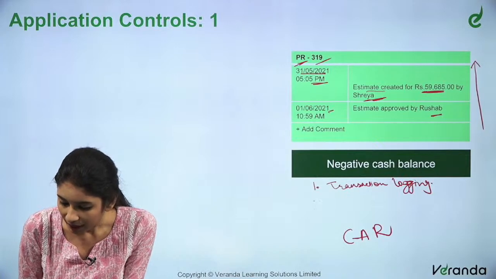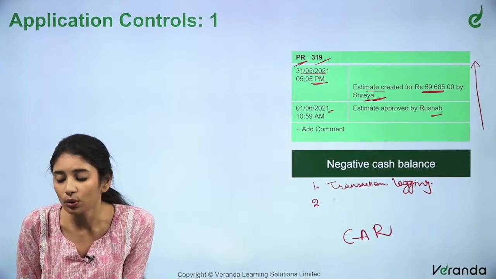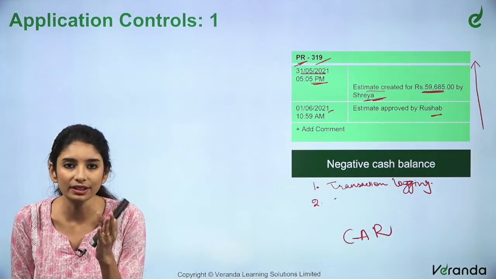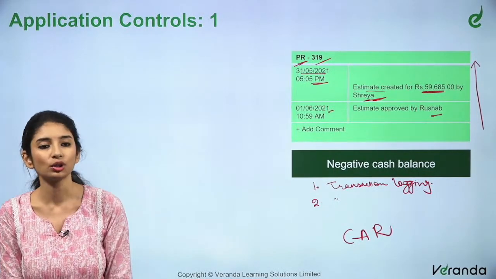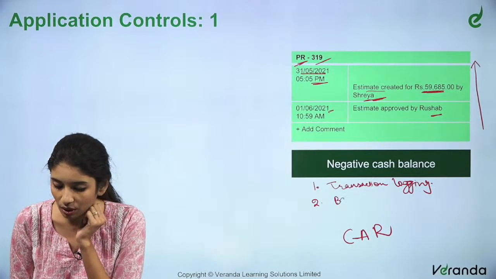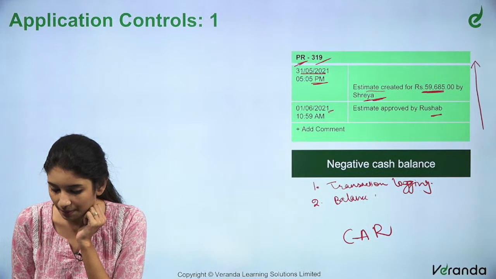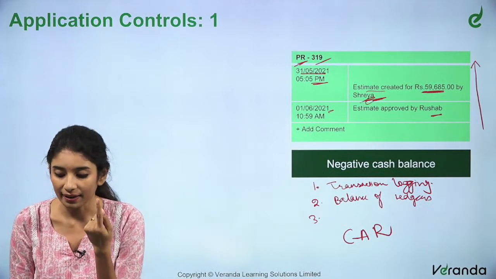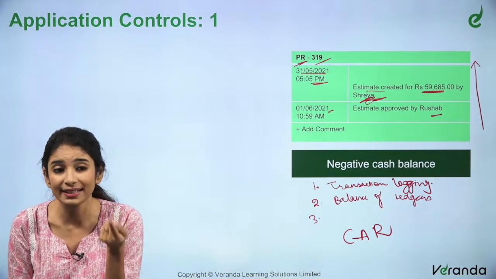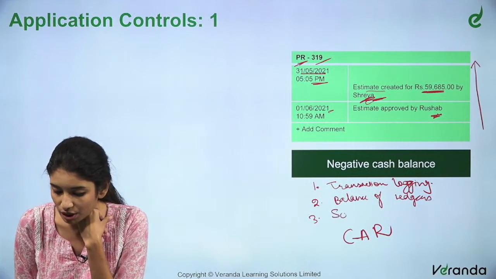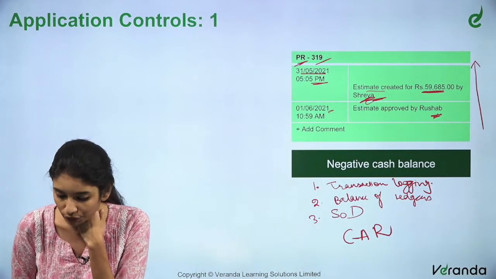Transaction logging. Next, whoever enters the transaction, obviously every software is built in such a way that they have credit and debit totals matching. Balance of ledgers. Balance of credit and debit ledgers. Next, employee A has created the invoice, Shreya has created the invoice and Rishabh has approved the invoice. So, segregation of duties.